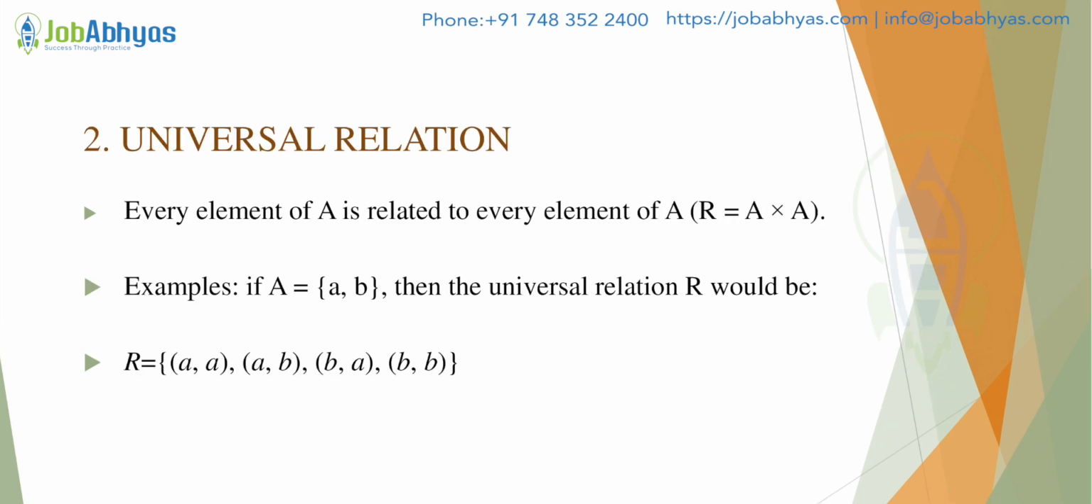Next relation, universal relation. Every element of A is related to every element of A, that is R is equal to A × A. Example, if A is equal to the set {a, b}, then the universal relation R could be R is equal to the set {(a, a), (a, b), (b, a), (b, b)}.